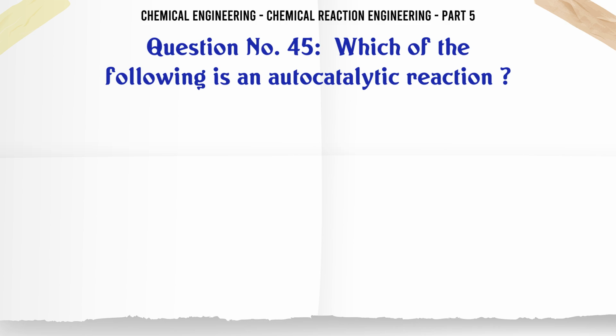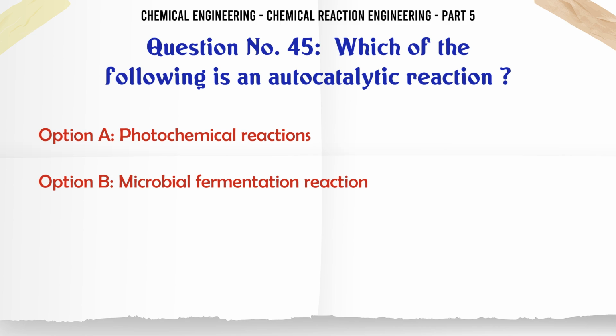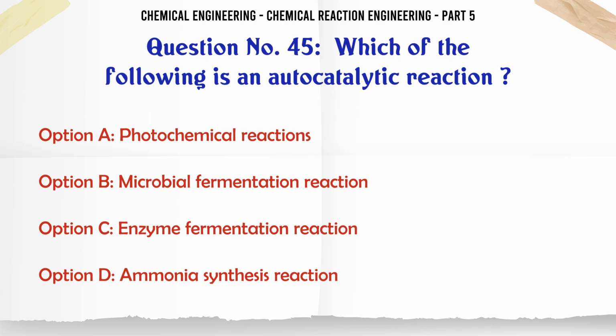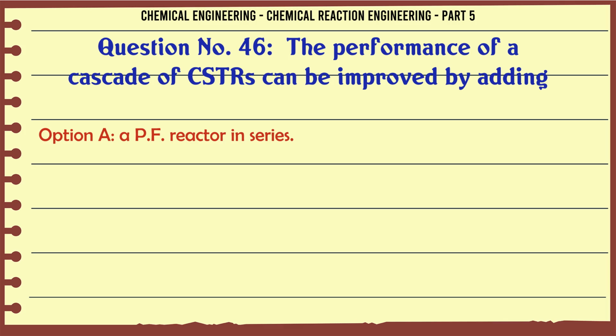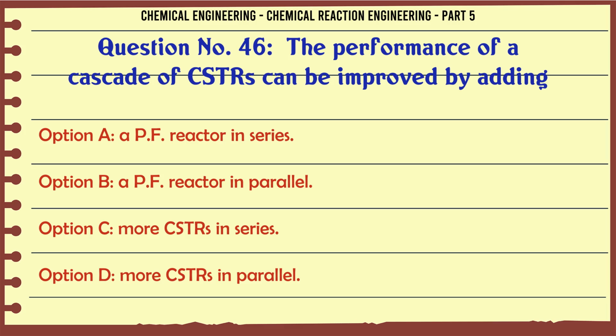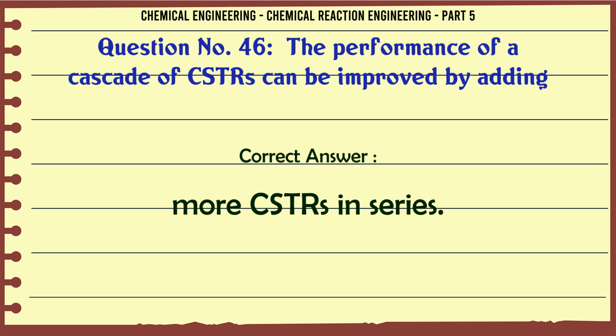Which of the following is an autocatalytic reaction? A. Photochemical reactions. B. Microbial fermentation reaction. C. Enzyme fermentation reaction. D. Ammonia synthesis reaction. The correct answer is microbial fermentation reaction. The performance of a cascade of CSTRs can be improved by adding A. A PFR in series. B. A PFR in parallel. C. More CSTRs in series. D. More CSTRs in parallel. The correct answer is more CSTRs in series.